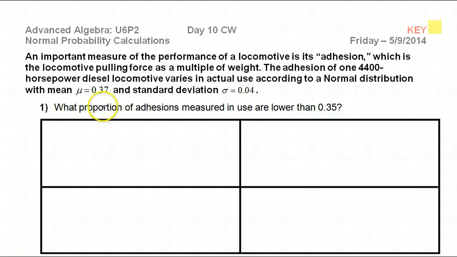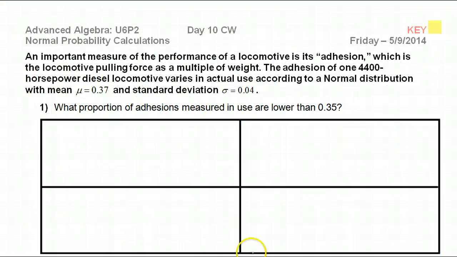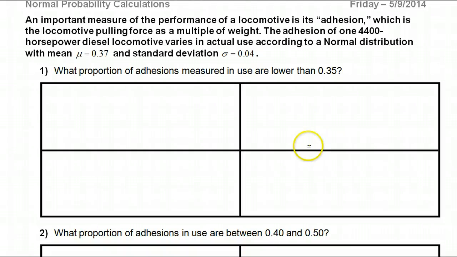Alright, in this lesson we will continue practicing our normal probability calculations with the normal curve and the z-score table and all of that. We'll do both kinds that we've learned in the previous two videos. Alright, just one more day of practice. Nothing new, I don't think.